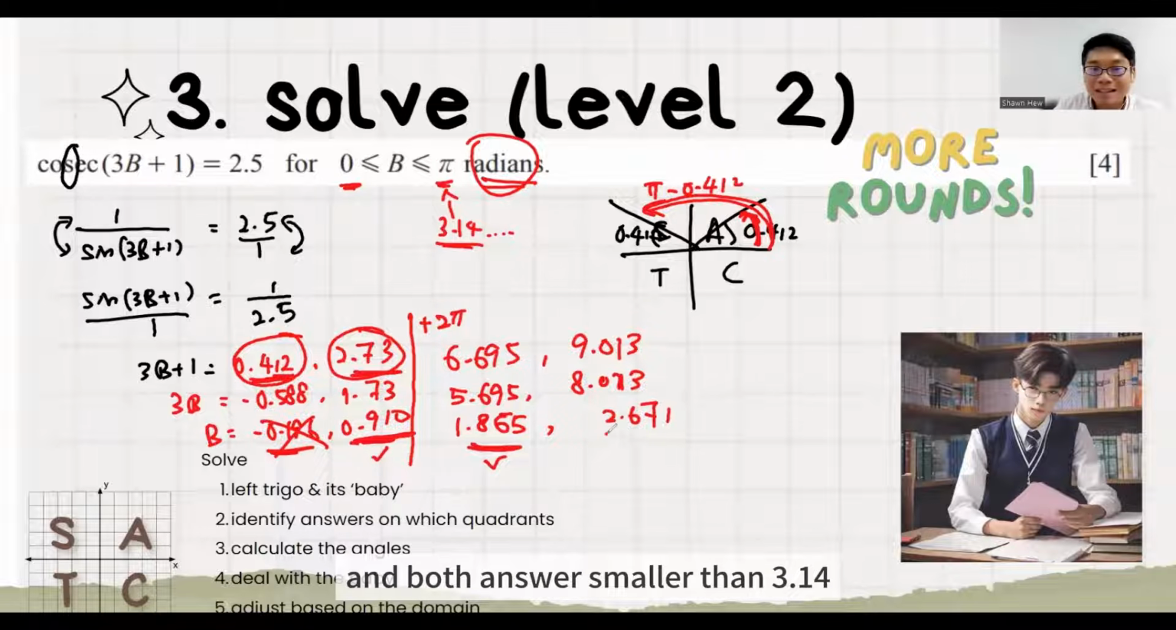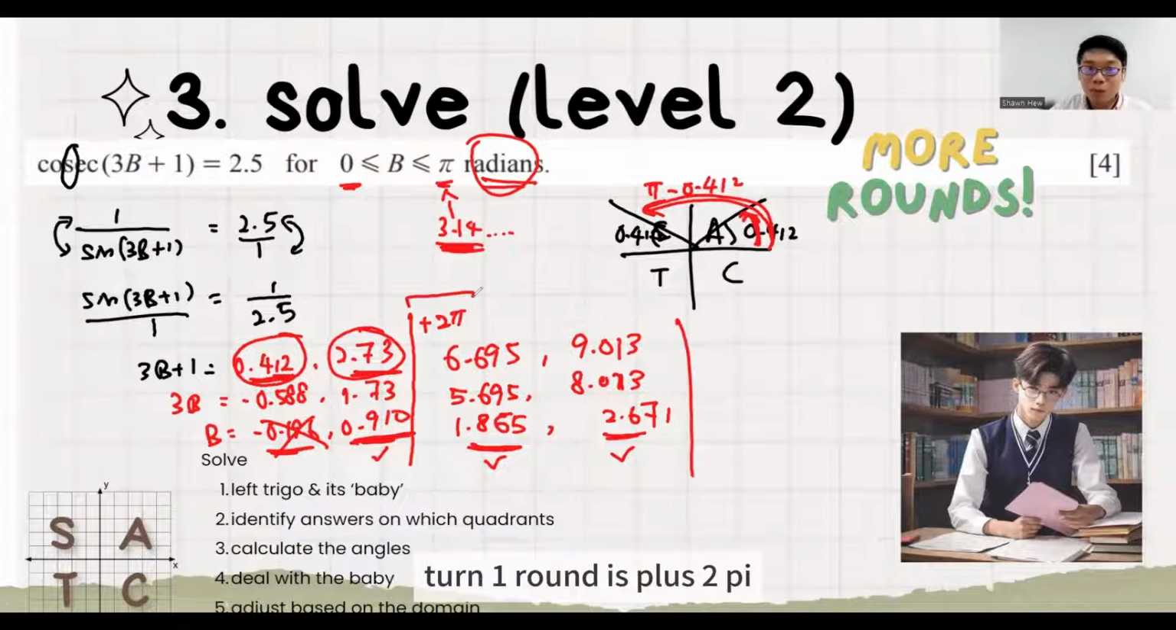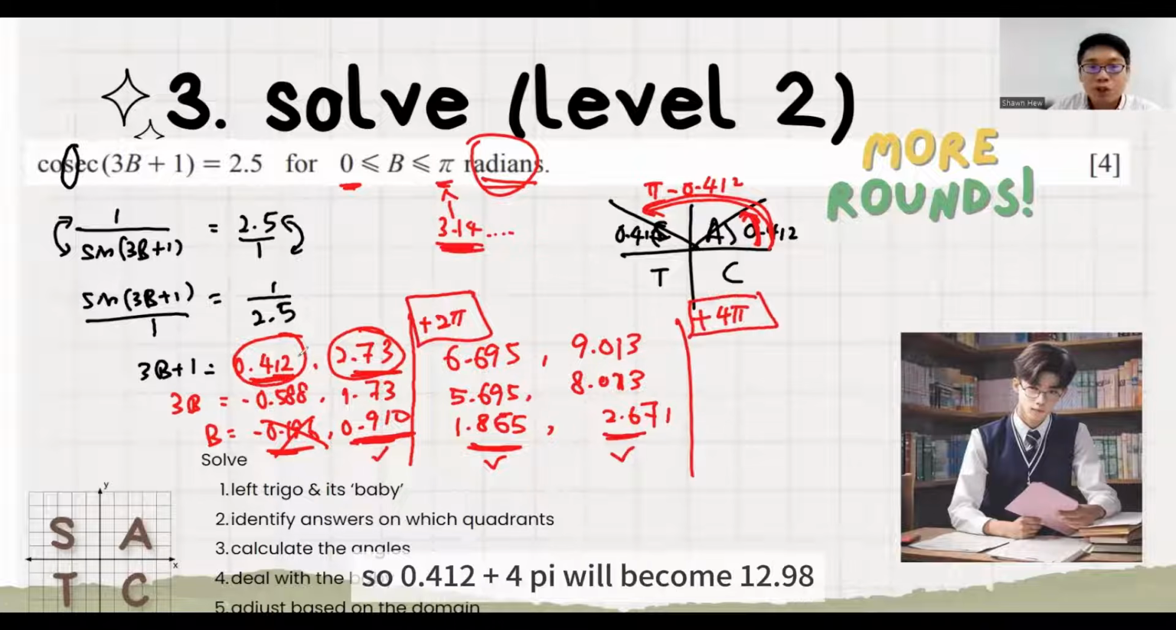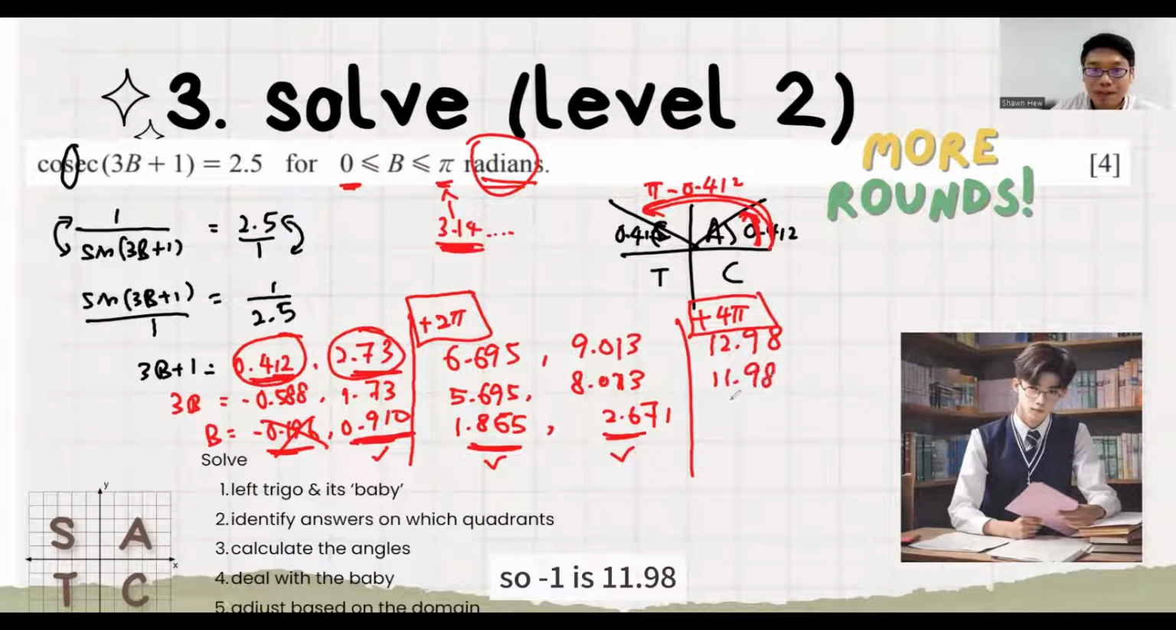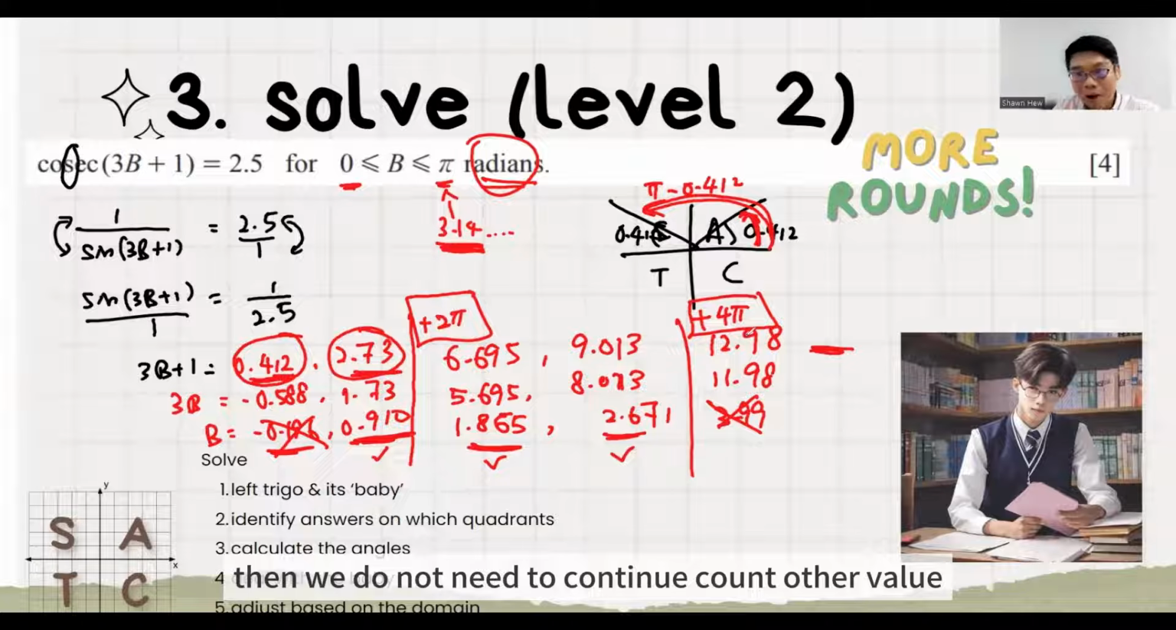And both answers smaller than 3.14. So both answers we need to accept. Do you think we need to turn one more round? Turn one round is plus 2 pi. Turn two rounds means plus 4 pi. So 0.412 plus 4 pi will become 12.98. So minus 1, 11.98. Divide by 3 is 3.99. Oh, it's already exceed 3.14. So reject. Then we do not need to continue count other values.